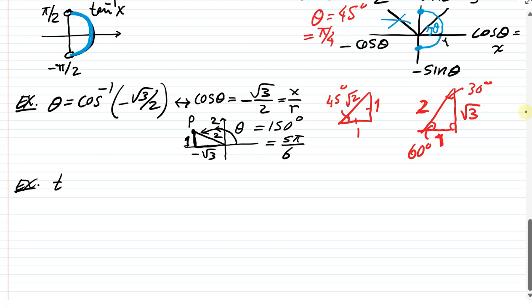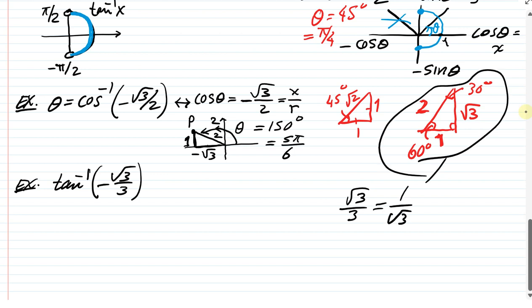In this example, suppose we want to do arctangent of negative root 3 over 3. Again, the unrationalized version of root 3 over 3 is 1 over root 3. So this triangle is the one we're working with. Because for tangent we're looking at y over x, y is 1 and x is 3, and therefore the measure of the angle has to be 30 degrees.